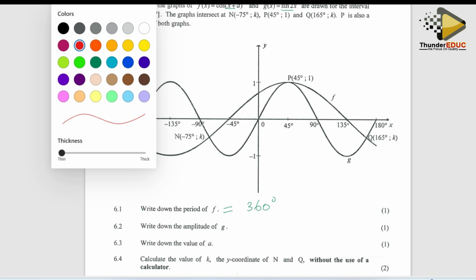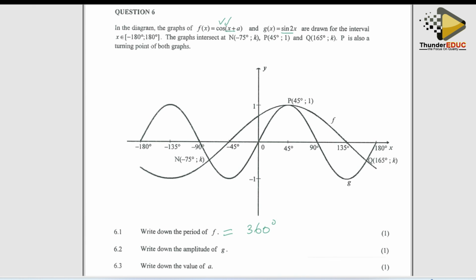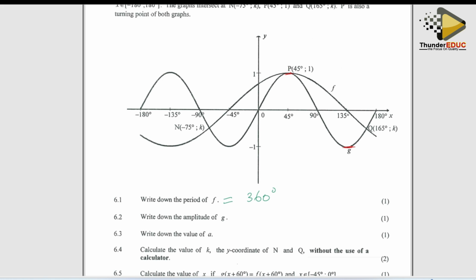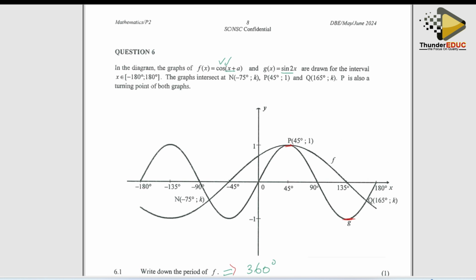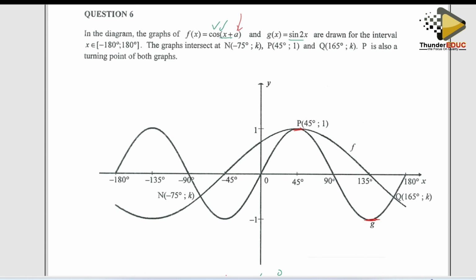Okay. And then for the amplitude of g, the maximum displacement, that's a negative one, that's a positive one. So for g, the amplitude is the y. Okay, and then the value of a, what does a represent here? So this a represents a shift. Okay, the graph was moved some units.